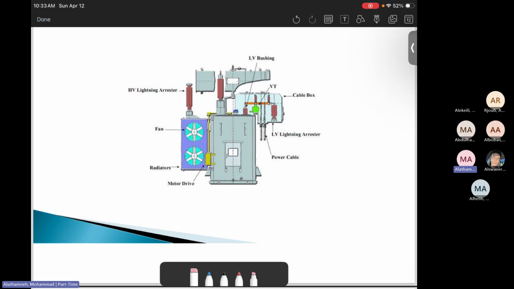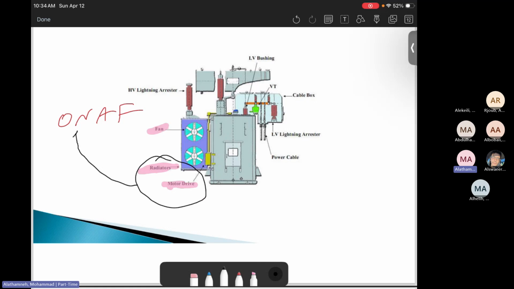Here is the side view of the transformer. When you look at it, this is the transformer, there are fans, radiators, and a motor drive. There is a fan, and this is made with oil. So there is oil, and there's a fan. We can say oil natural air forced, but there is a radiator and motor drive. The radiator and motor drive are used for the oil.